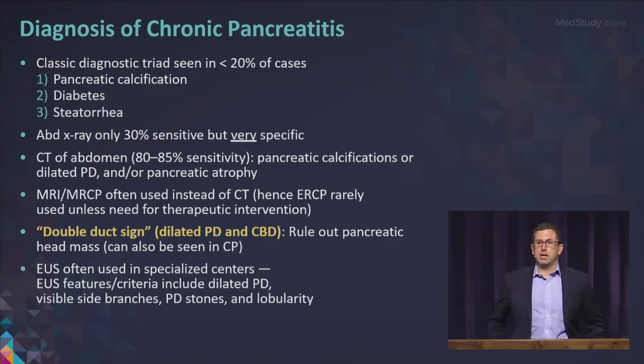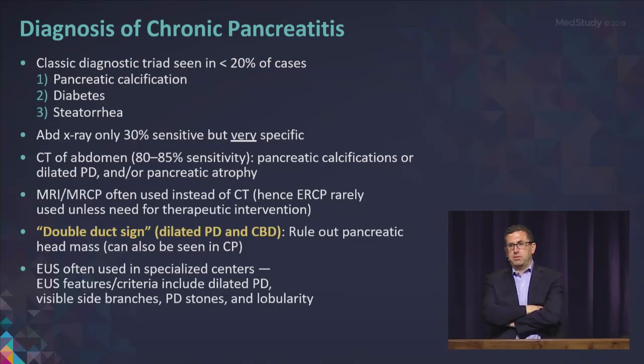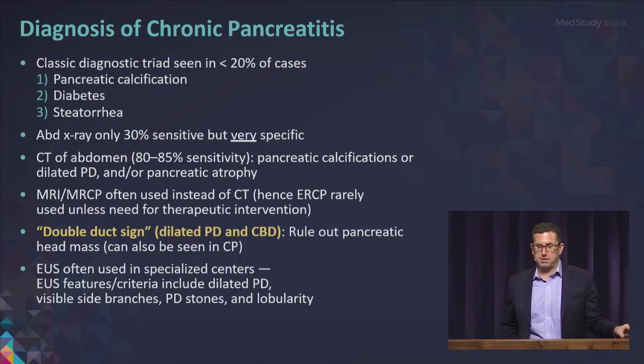So the diagnosis of chronic pancreatitis, the classic triad is really unusual to see, unfortunately. The triad would include pancreatic calcifications, for example, on an X-ray, diabetes, and steatorrhea. The abdominal X-ray is only 30% sensitive, but it is very specific. If you see a bunch of calcifications in the central area on an X-ray, it's strongly suggestive of chronic pancreatitis due to calcifications in the pancreas.